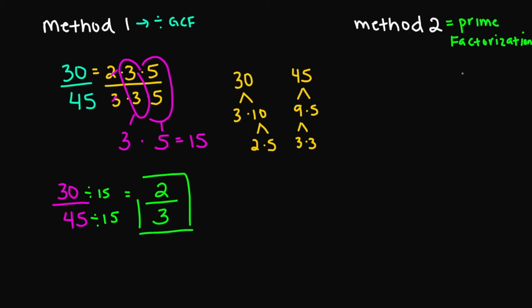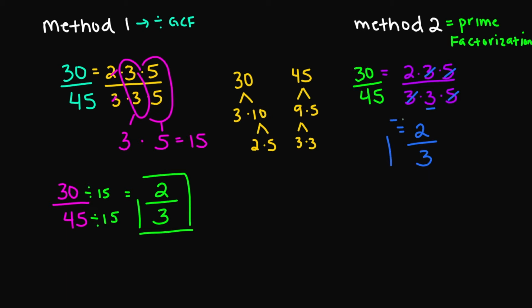So the second method is to do prime factorization. So we already said 30 over 45, my 30 we said is 2 times 3 times 5, and my 45 we already said is 3 times 3 times 5. I can cancel out my 3 here, and I can also cancel out the 5 from here. So in my numerator I am left with a 2, and in my denominator I am left with just a 3. So your final answer, if you use method number 2, you will still get 2 over 3.